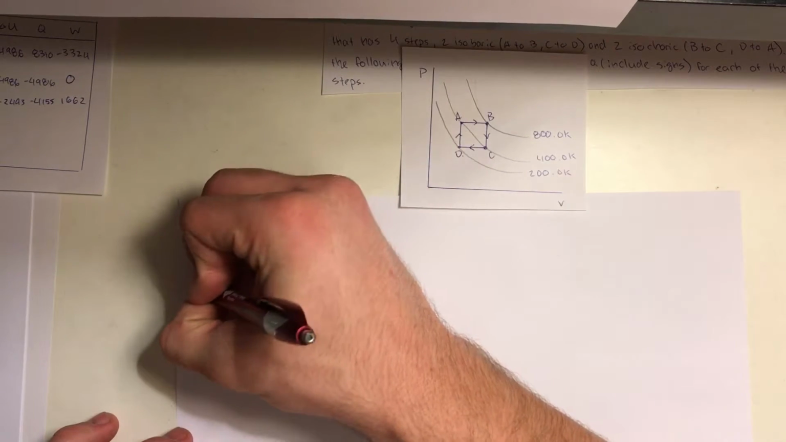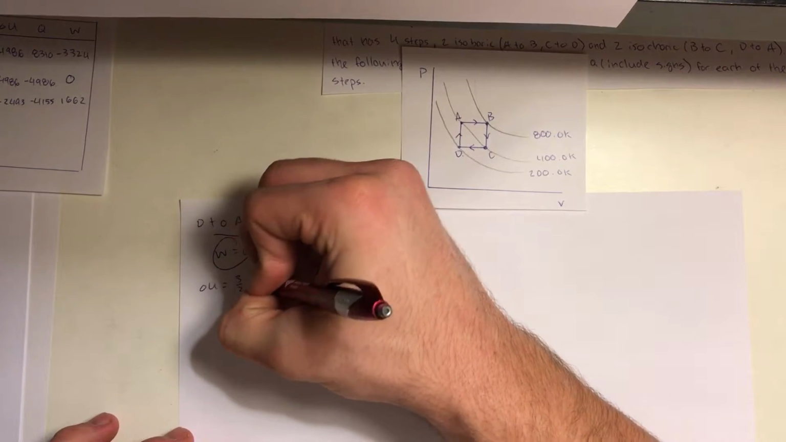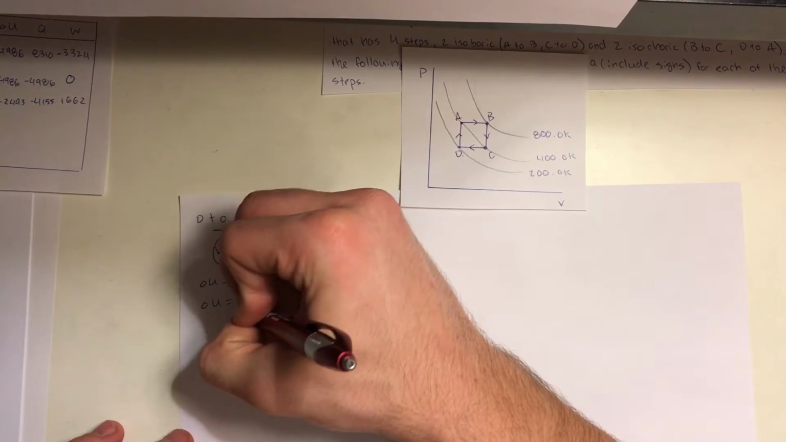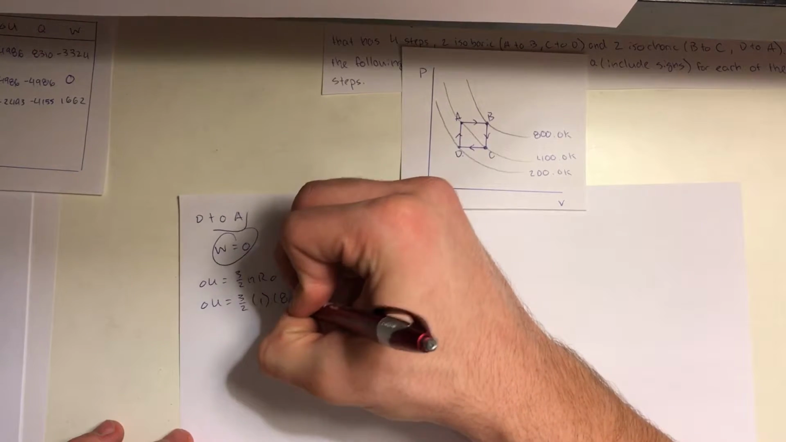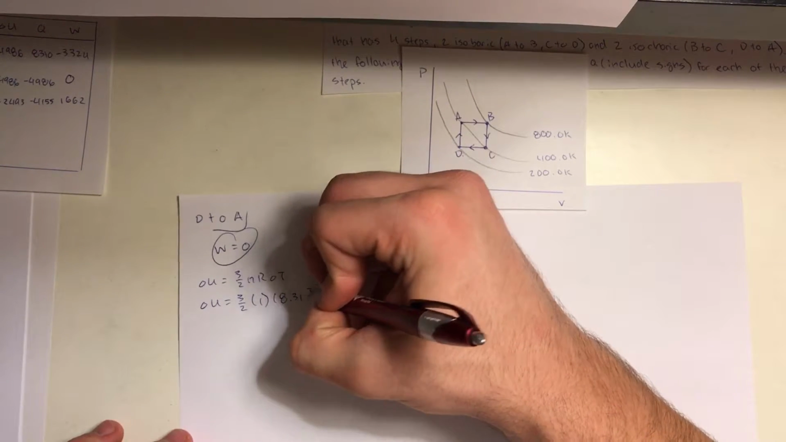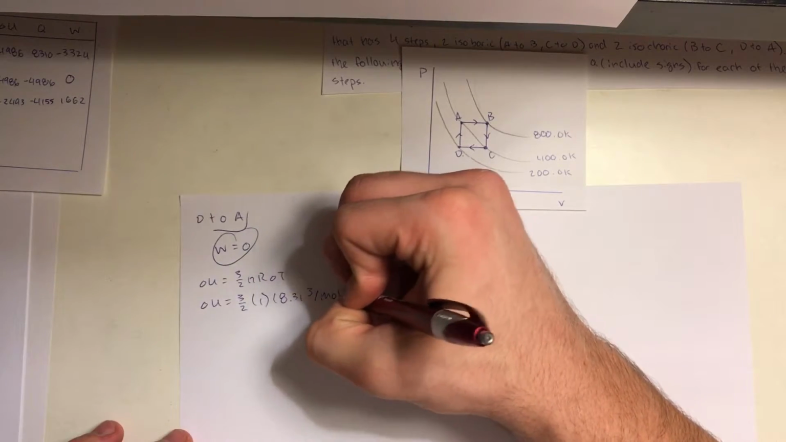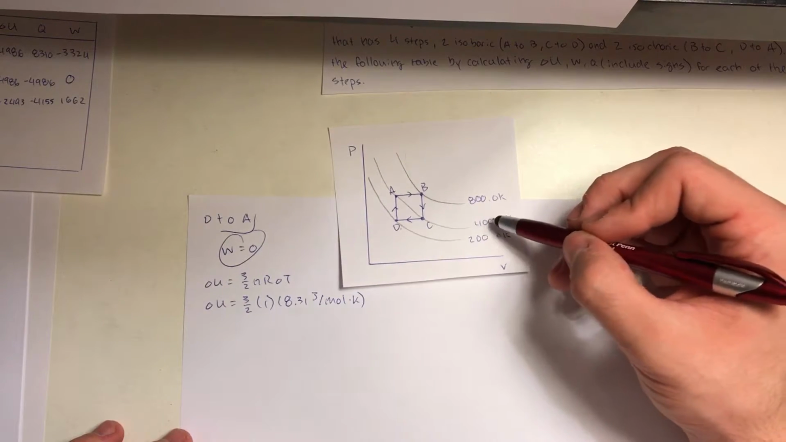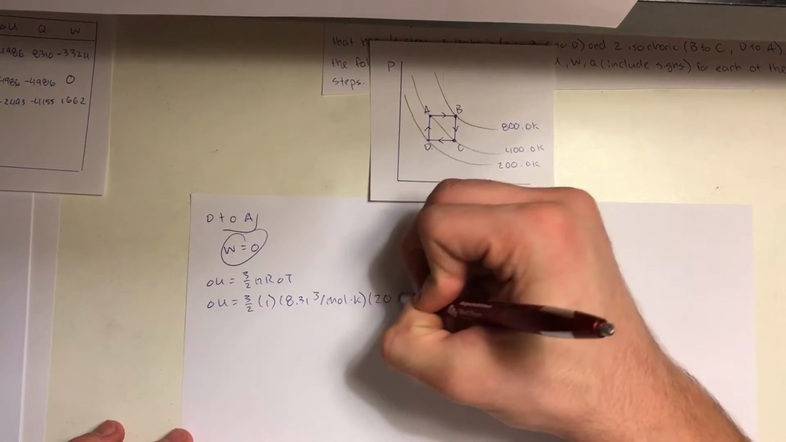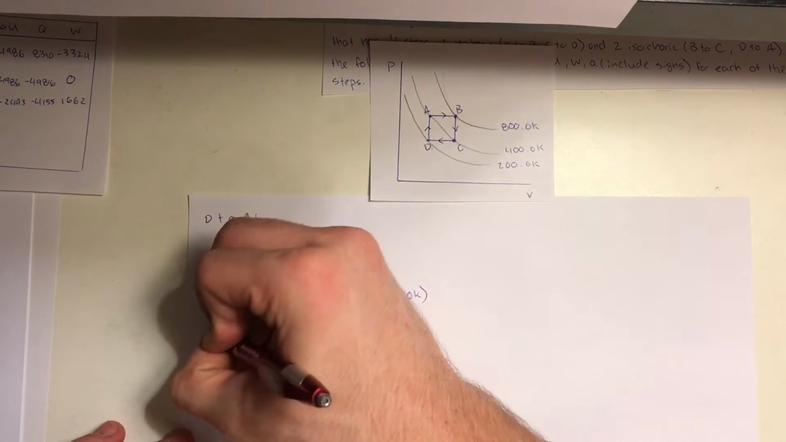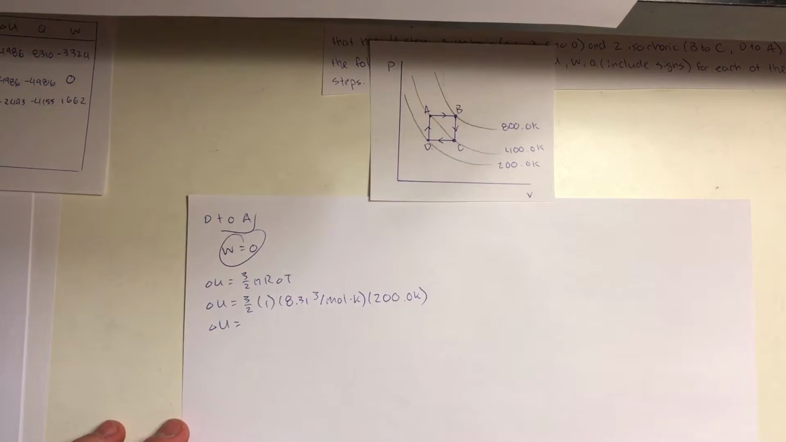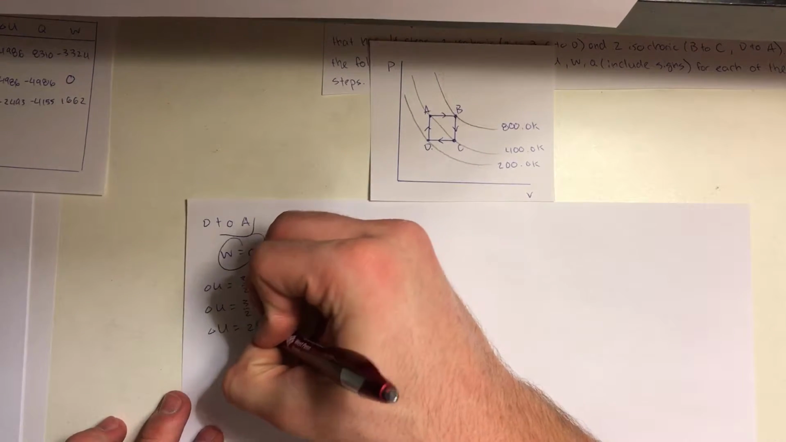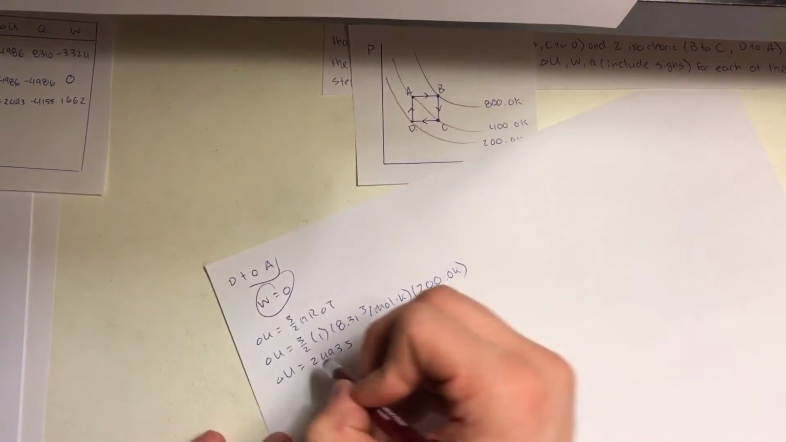Then we can calculate internal energy. Again, 3/2 and our change in T. Delta U, 3/2, 1 mole, 8.31 joules per mole times Kelvin. Change in temperature, we're going from 200 to 400. That's a positive 200 Kelvin. Delta U for this is 2493 joules.